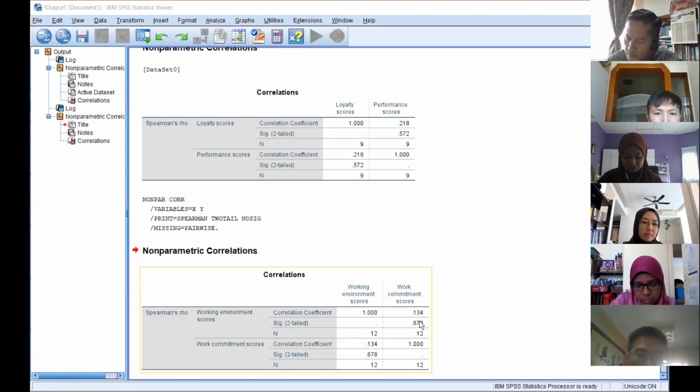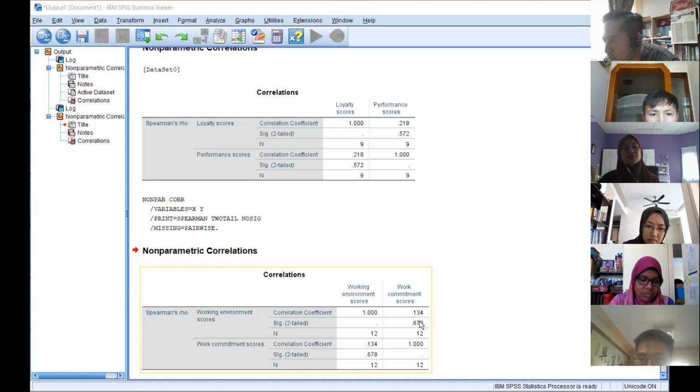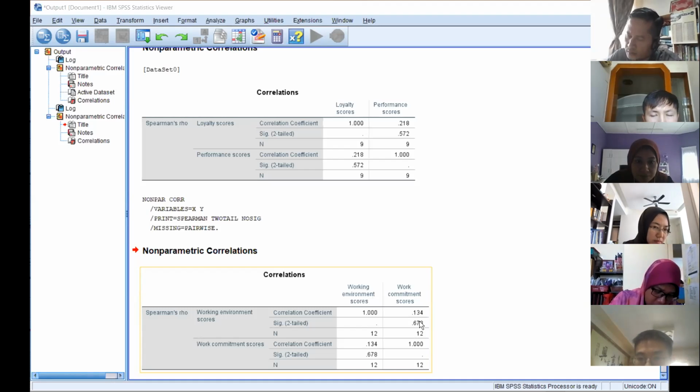If you just write 0.134, it can be F, it can be T, it can be chi-square, it can be anything, right? But actually, this is your RS. So, in question 2C, the question says, what would be the value for the test statistic? The complete answer will be RS equal 0.134. Okay, that will be question 2C.